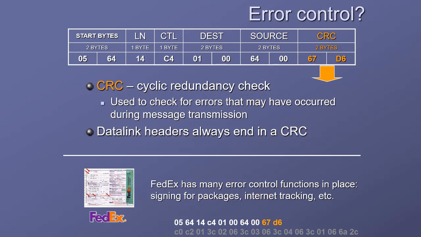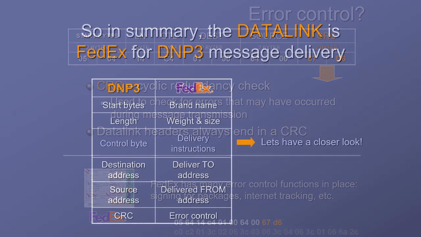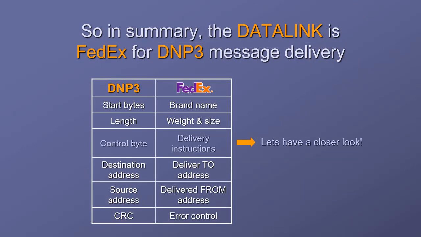And finally, the last 2 bytes of the data link header are the CRC, which is like FedEx's air control. FedEx has many control functions in place, such as signing for packages, internet tracking, etc. So in summary, the data link is FedEx for DNP3 message delivery. We can see a comparison or an analogy between DNP3 and FedEx as we move from preparing a package to be shipped to it being delivered.